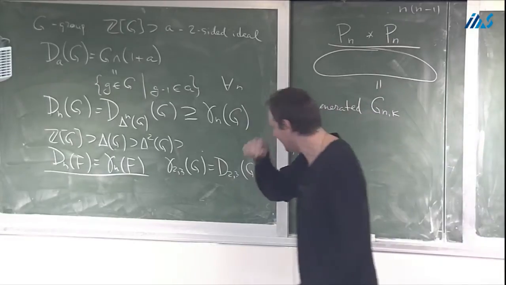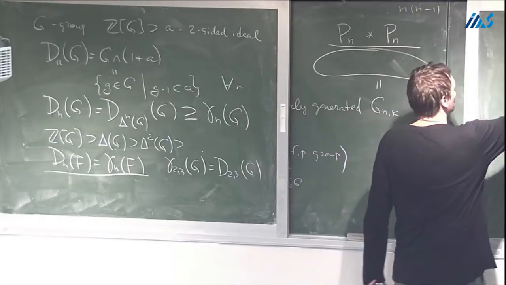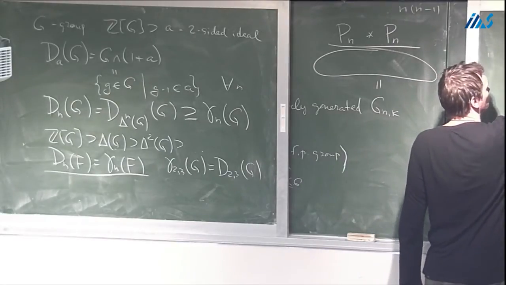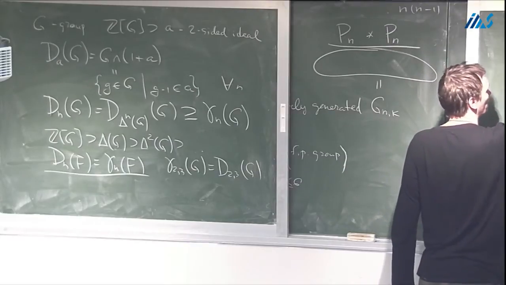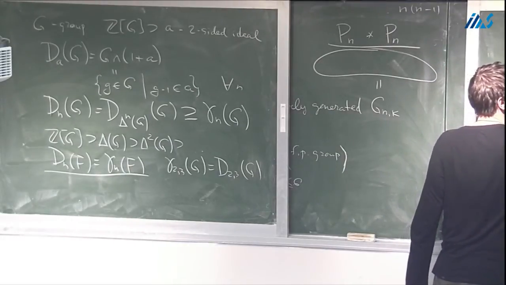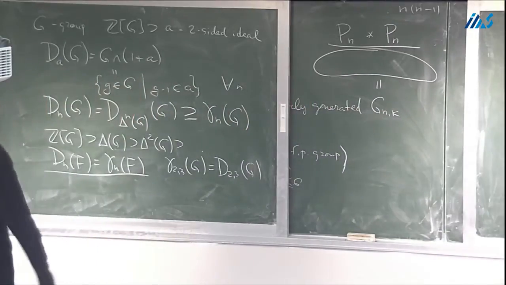60s. Of course, yeah. He constructed a group of order 2^38 such that D4 is not equal to gamma 4. And this was the starting point of all this dimension subgroup theory.